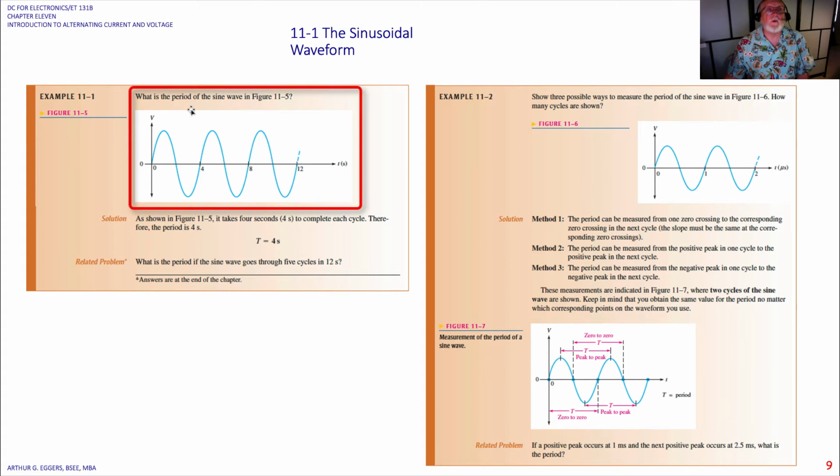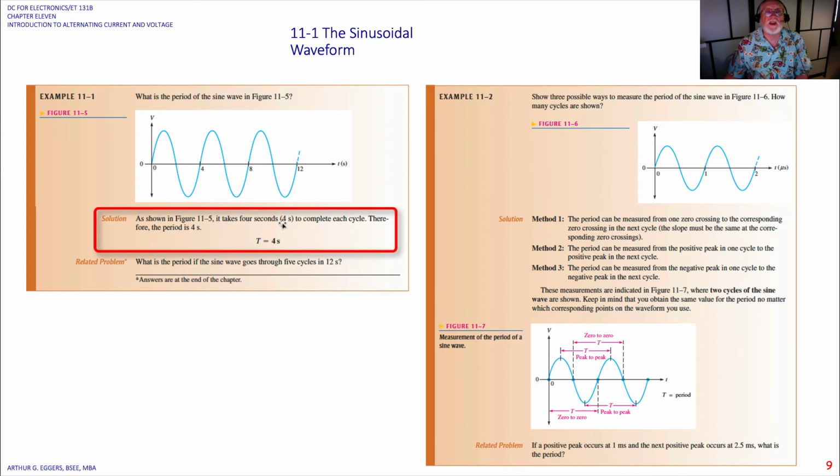So in this example, what's the period then of the sine wave shown here? Well, you can see we've got some maximum voltage, we've got some time indicated, and we have hash marks for every period of the wave. We have 0 to 4, 4 to 8, 8 to 12. So as shown in the figure, it takes 4 seconds to complete each cycle. First 4 seconds, second 4 seconds, third 4 seconds. Therefore, for this waveform, the period is 4 seconds. Okay?